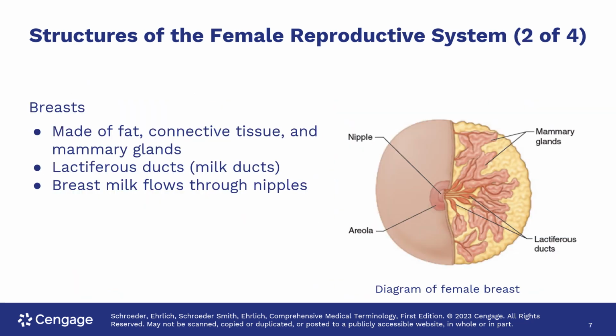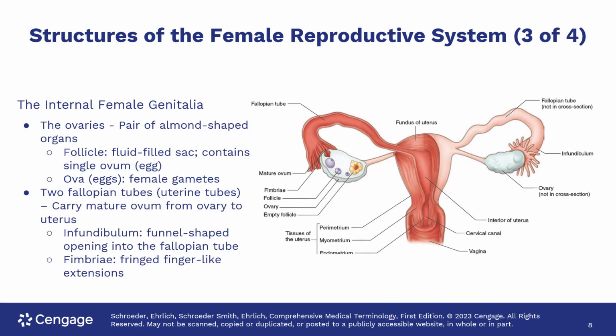Breasts are made of fat, connective tissue, and glands. The milk flows through the lactiferous ducts to the nipples. The internal genitalia consists of the ovaries. Women have 2, and they hold the eggs or oocytes. Each follicle or egg sac holds 1 oocyte.